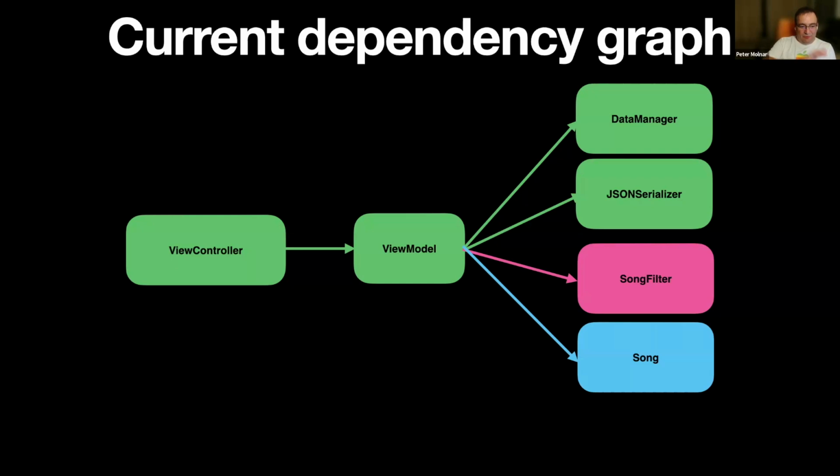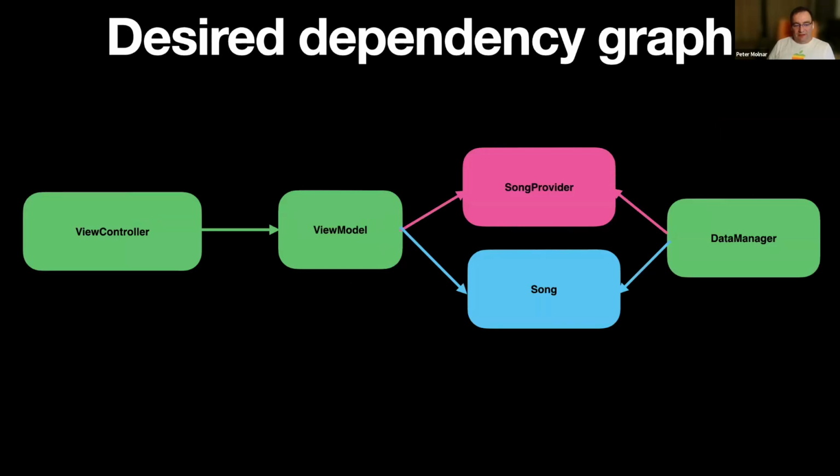So at the moment, everything view model depends on everything except the view controller. So it has more reason to change than one. But the diagram is not really in line with the clean architecture, right? So I think the desired setup would look something like this.